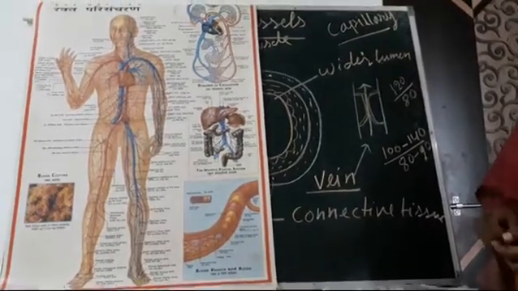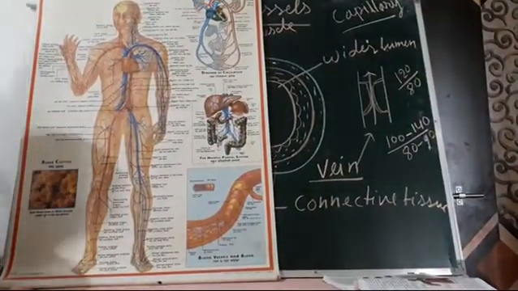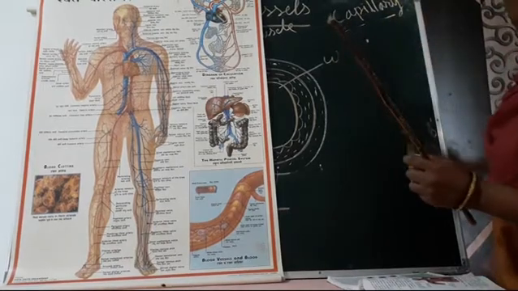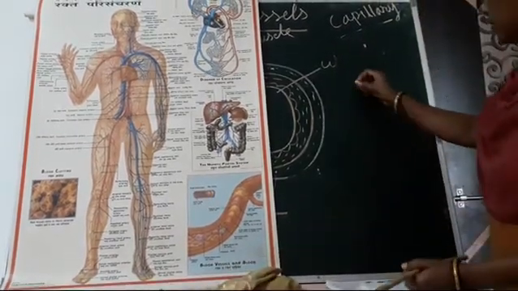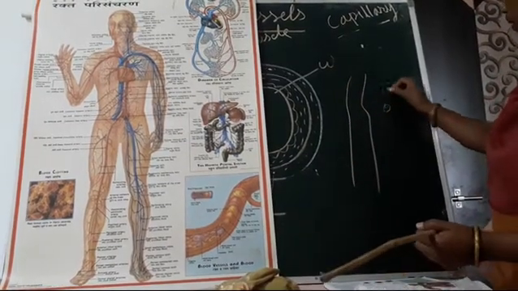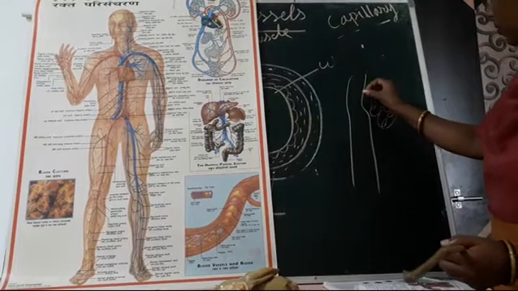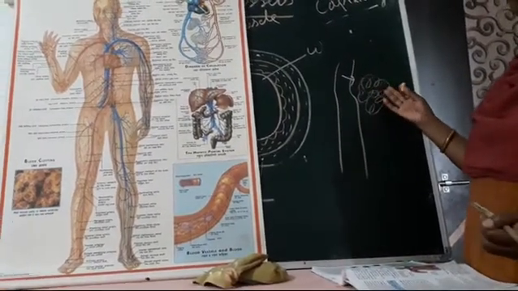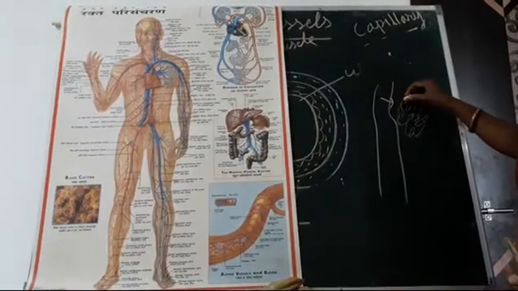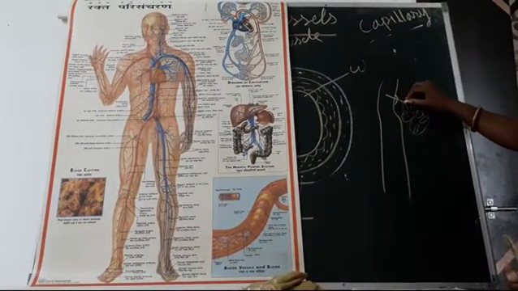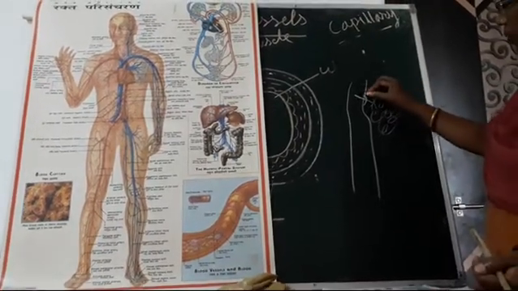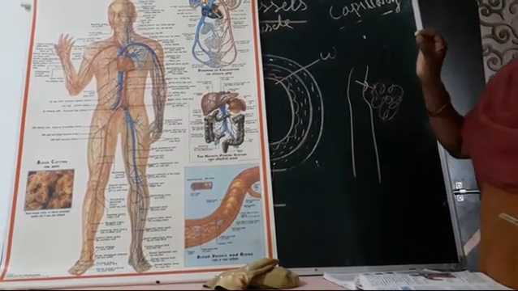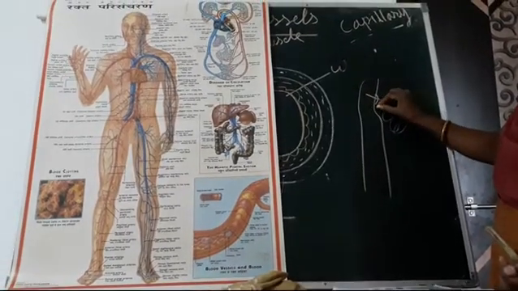So through the blood capillaries, the tissue fluid, here just suppose this is the blood capillary, here cells and tissues present. So from the blood capillary, plasma and leukocyte leak out, and that baths the cells or tissues. So this plasma or leukocyte which is coming out from the blood capillary, that is known as tissue fluid.